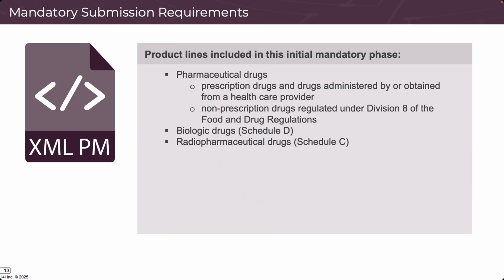Now that we've discussed the submission types, let's take a look at the product lines impacted. The following product lines will be impacted by the mandatory filing requirement. Pharmaceutical drugs that include prescription drugs and those administered by a healthcare provider, non-prescription drugs regulated under Division 8 of the Food and Drug Regulations, biologic drugs or Schedule D, radiopharmaceutical drugs or Schedule C.